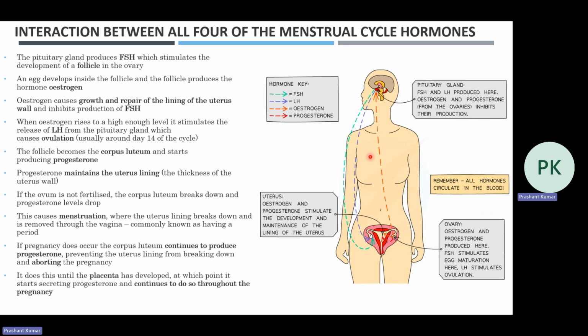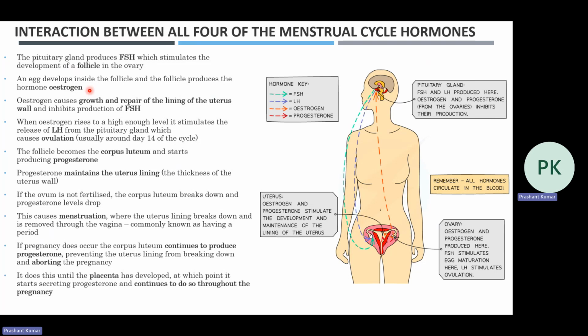So let's now try to understand all 4 hormones, and how they are coordinating. We'll read the points. As we have discussed all 4 hormones separately, we will try to combine them simultaneously. The pituitary gland produces FSH, which stimulates the development of follicles in the ovary. An egg develops inside the follicle, and the follicle produces the hormone estrogen. Estrogen causes growth and repair of the lining of the uterus wall and inhibits the production of FSH.